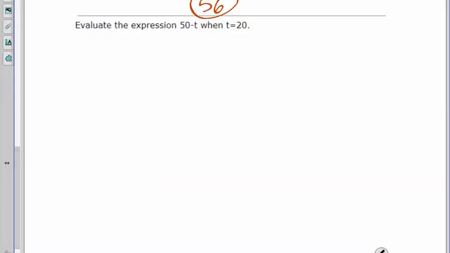Now it's time for you to try. We have the expression 50 minus t, and I want you to substitute 20 for the variable t and evaluate that expression. Get an exact answer. We'll talk about it in class.